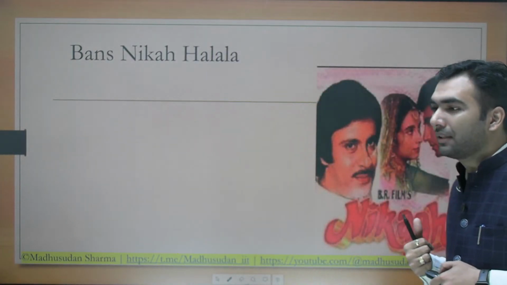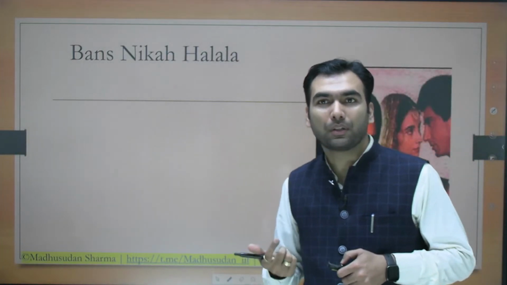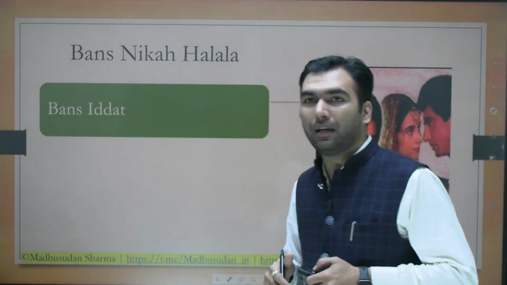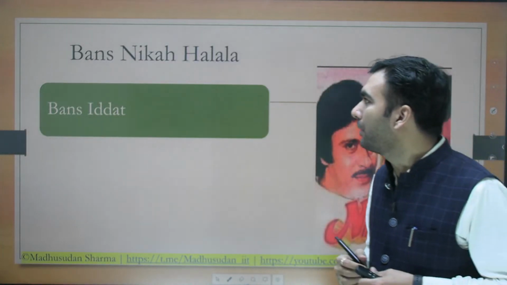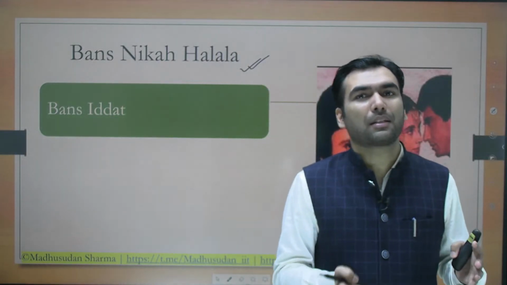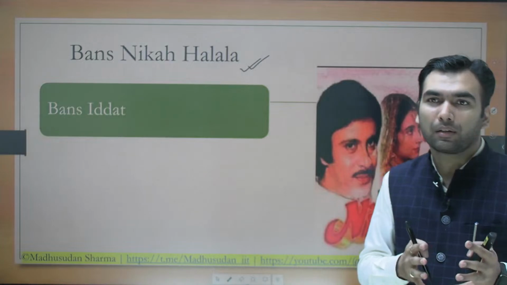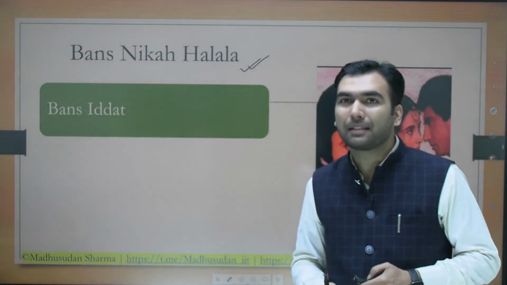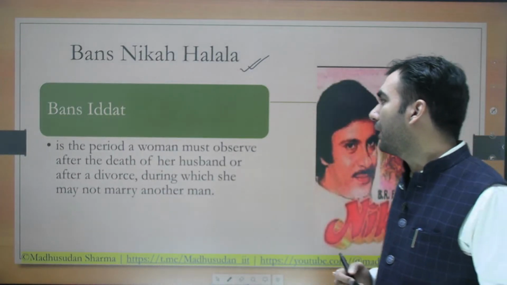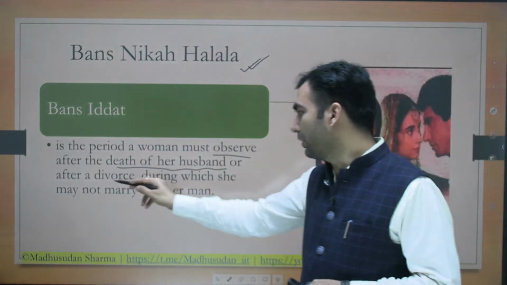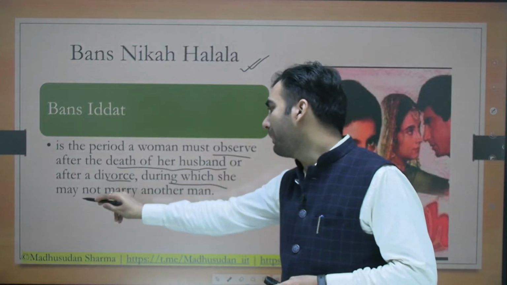And there are certain practices like child marriage which is allowed. Okay. Then it also bans nikah halala. You might be knowing what this practice is. This is also something which is derogatory to the woman, that if a woman gets divorced, she cannot marry the same person again without consummating with some other person. Okay, then it bans iddat also. Iddat is the period a woman must observe after the death of her husband or after a divorce, during which she may not marry another man.